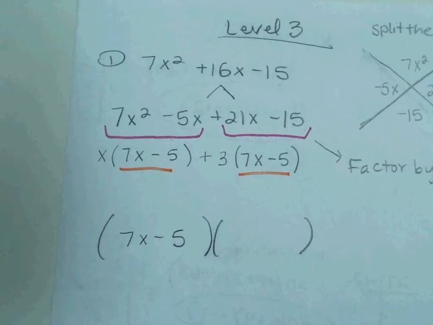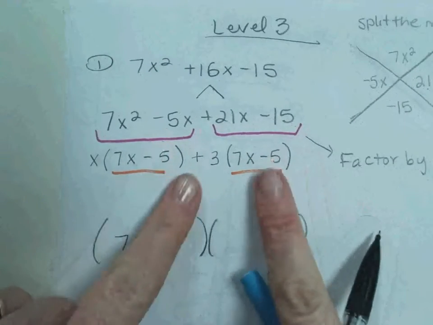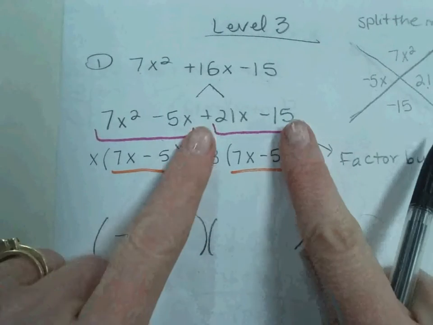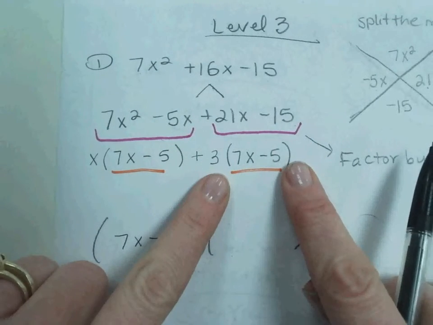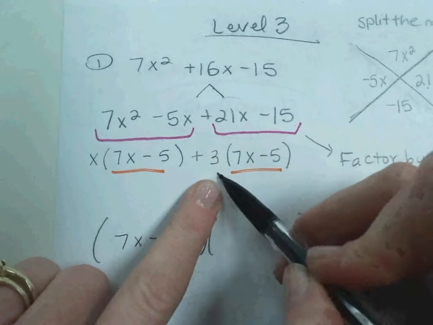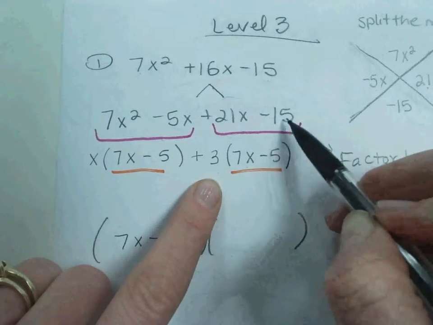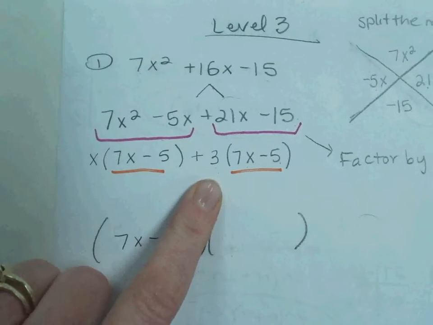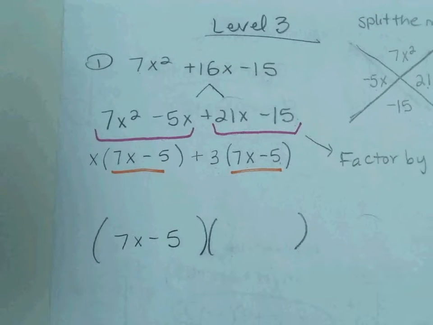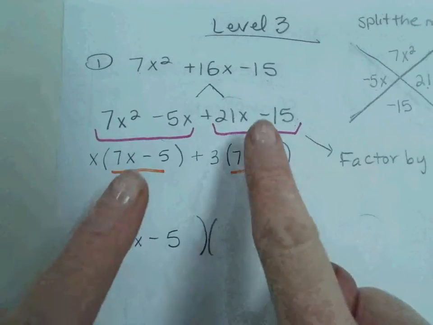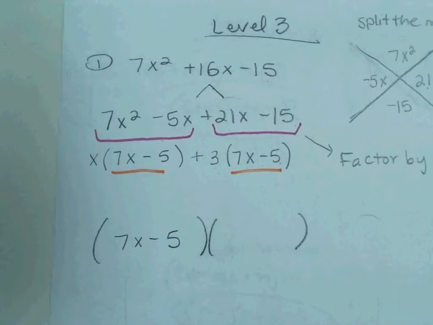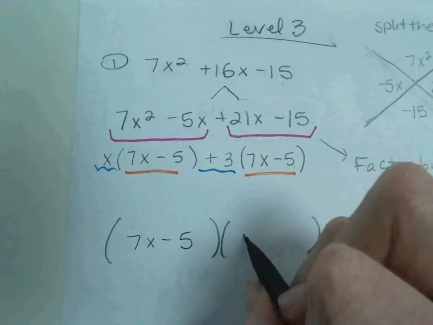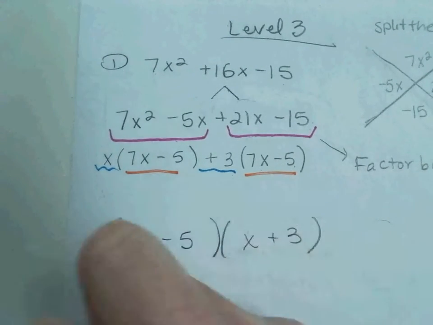Wait, how did you factor the top? If I divide 21x by 3, I get 7x. If I divide 15 by 3, I get 5. So you just have to find a common factor. Then in that next set of parentheses, we'll put our leftovers, the x plus 3.